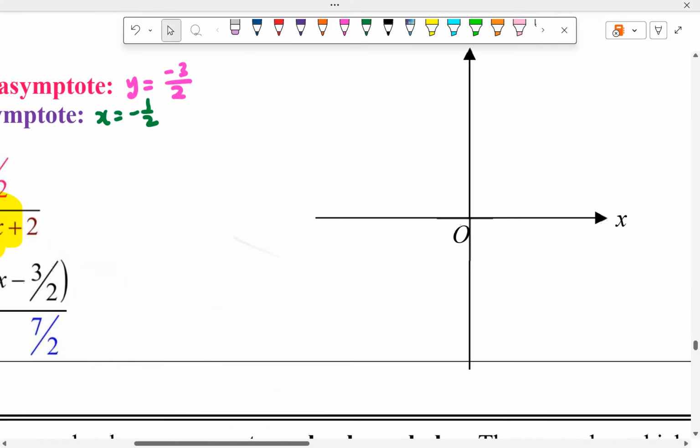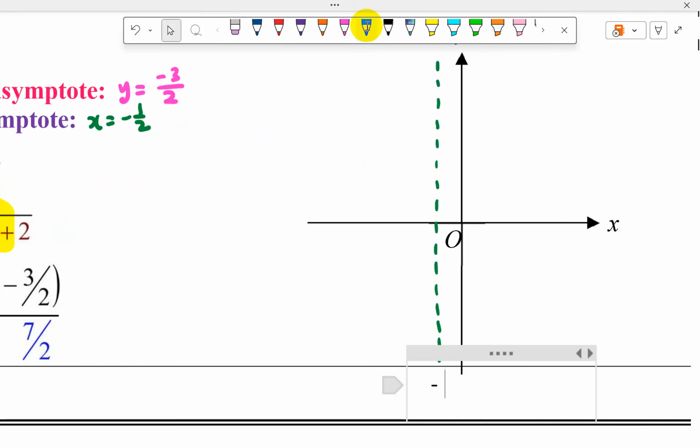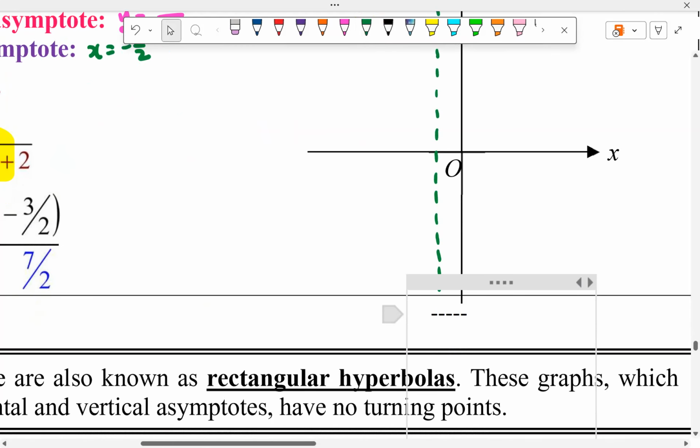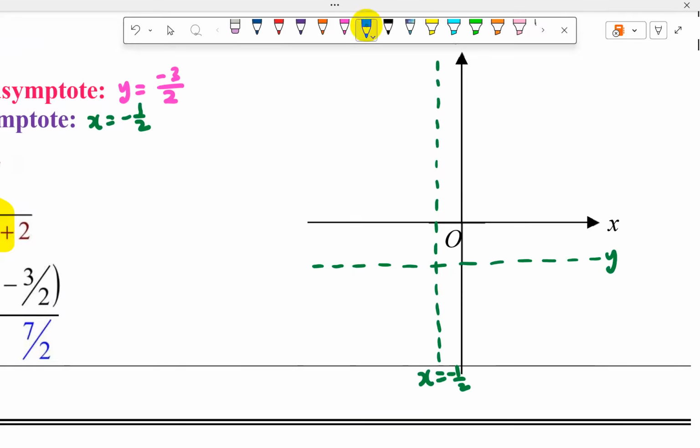Then sketch in your asymptote over here, x equals to -1/2. Please use a ruler. I'm drawing on a laptop screen, it's very slippery, so that's why it's not as perfect as I want it to be. Then label x equals to -1/2. Then y equals to -3 over 2 is below the x-axis. Use a ruler as well, and then a dotted line. y equals to -3 over 2.